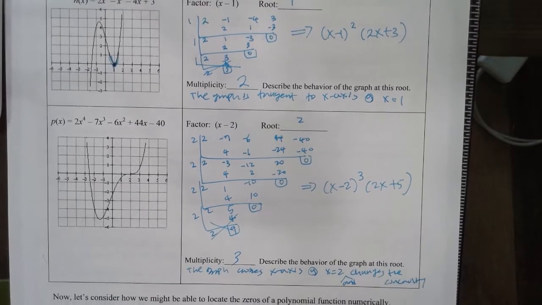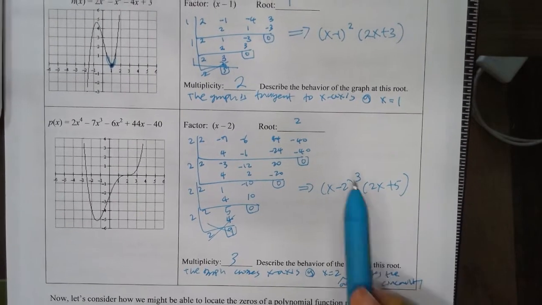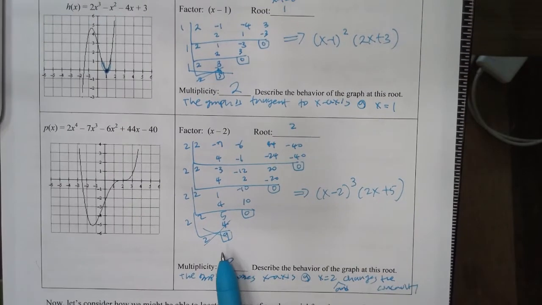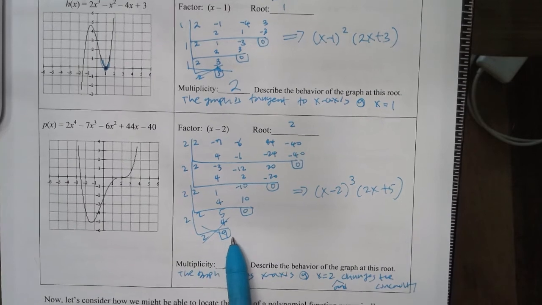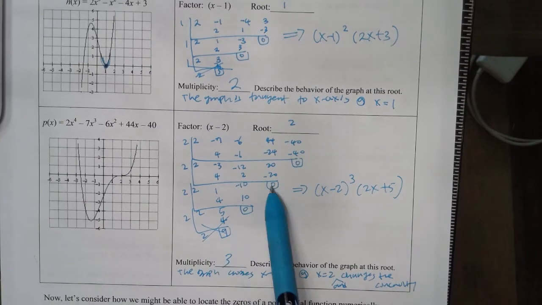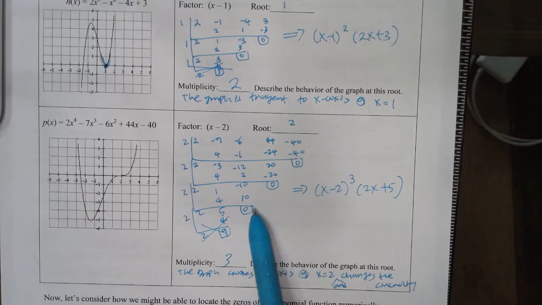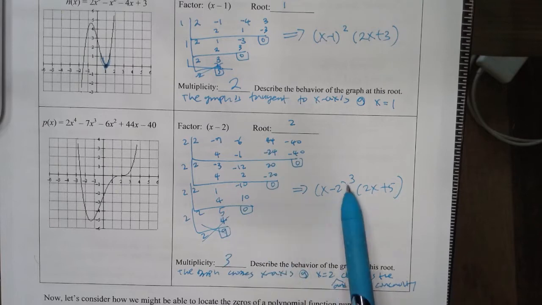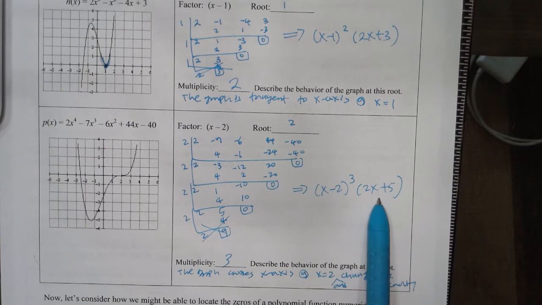I did 4 in total. The last one I got the remainder of 9. That means it's only going to be a factor 3 times, multiplicity of 3. So (x minus 2) cubed times the quotient 2x plus 5, multiplicity 3. Describe what happened at 2.